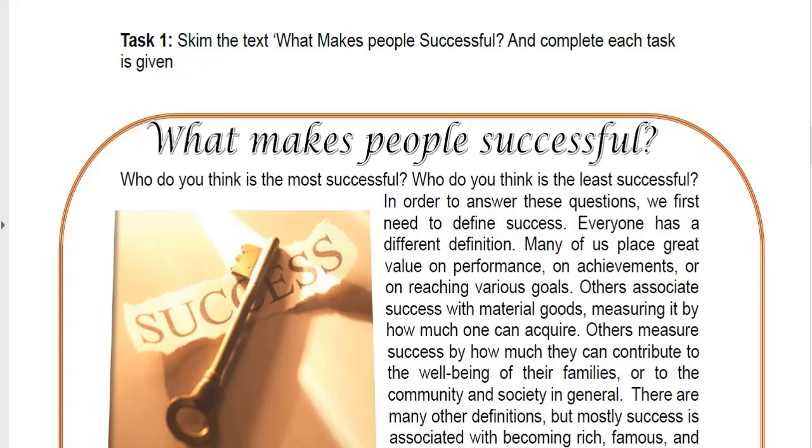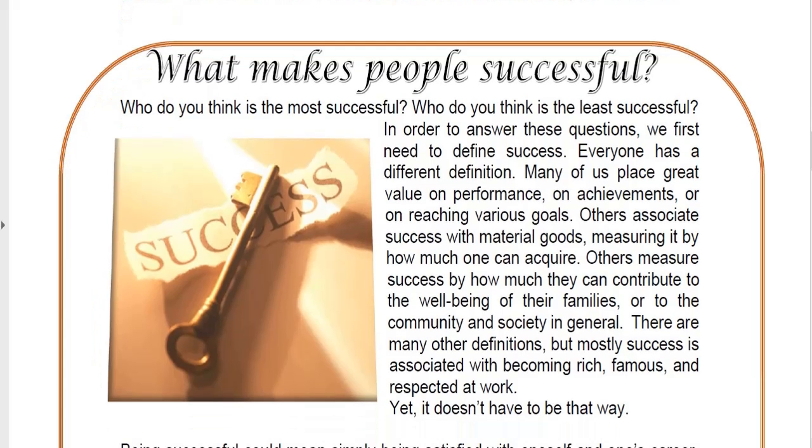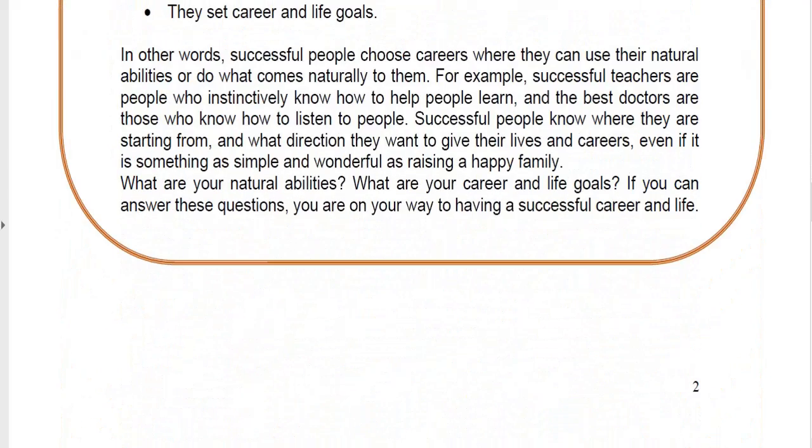Today we are going to explain what you have to do in guide number 5. In this guide you have a reading comprehension and some questions. You have to read this passage, which is called What Makes People Successful. So you have to read this passage about what makes people successful.